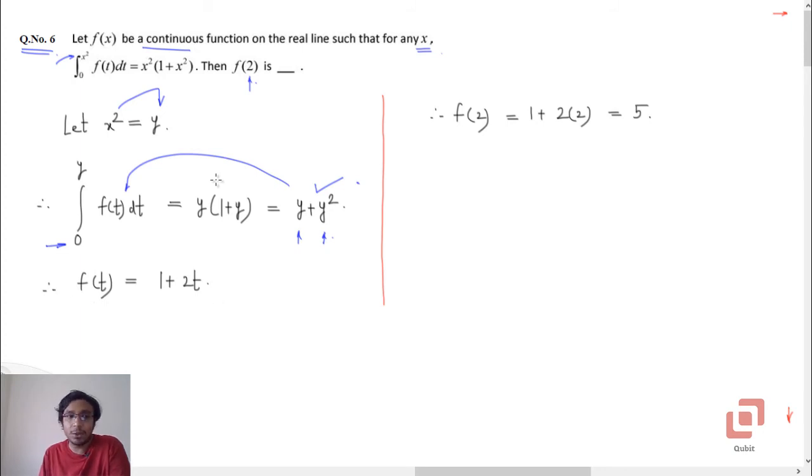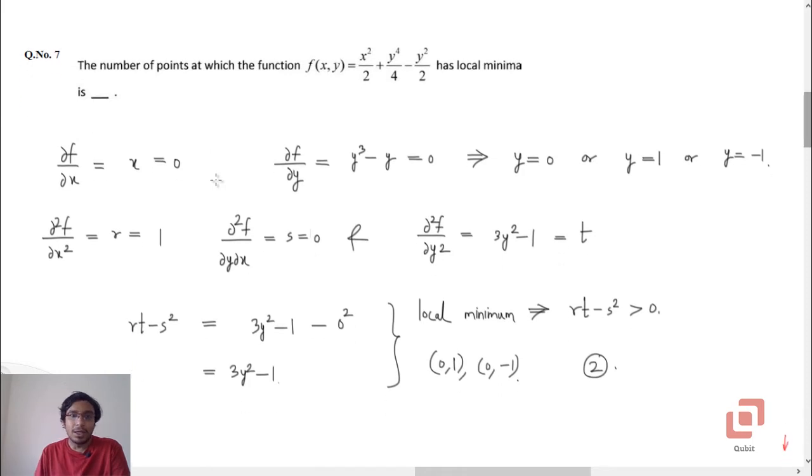So what will f of t be? f of t will be the derivative of y, which is 1, and the derivative of y squared is 2y, so we must write 2t here. So if we integrate 1 plus 2t with limits 0 and y, we are going to get y plus y squared, and there we have got our function. So the problem wants us to find f of 2; substitute t equal to 2, f of 2 will be 5. So by this clever little substitution we have got our answer. That's question 6.